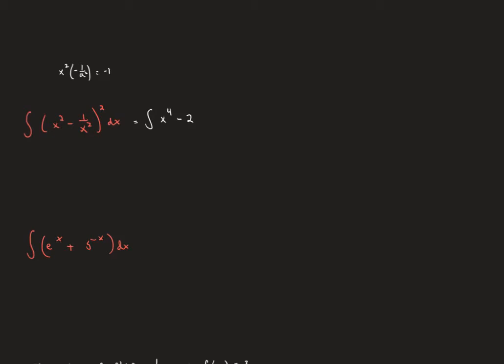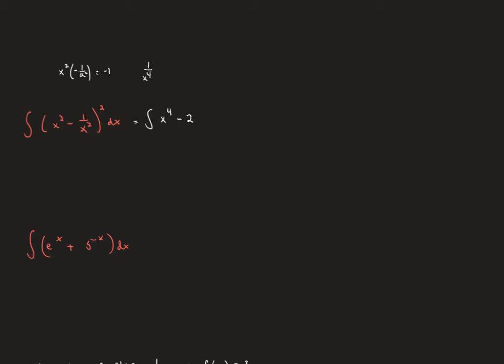Then we're going to get the second term squared, so the negative 1 over x squared, squared, is going to be a 1 over x to the fourth.